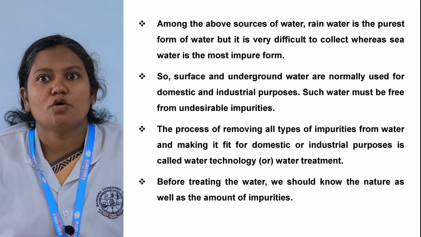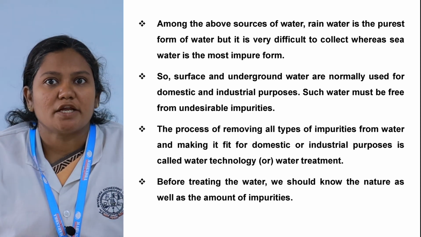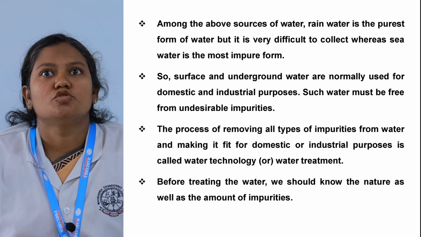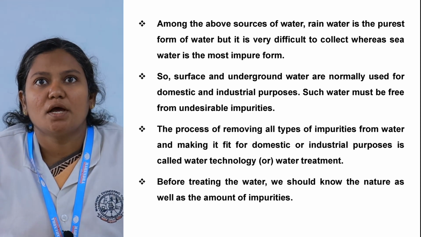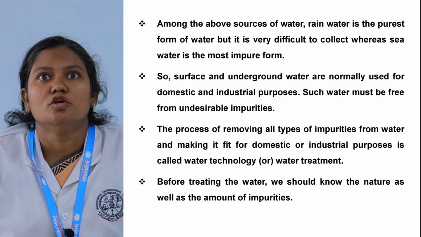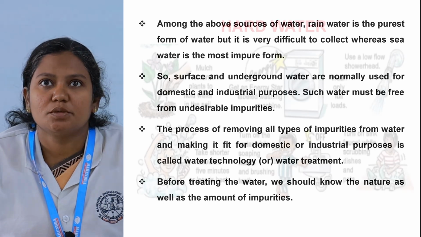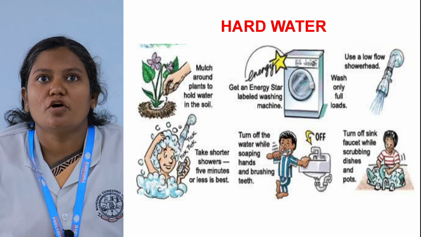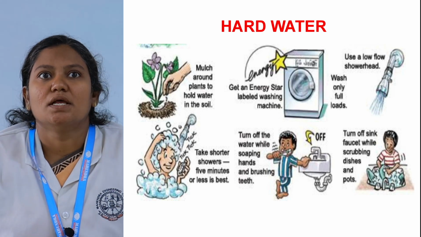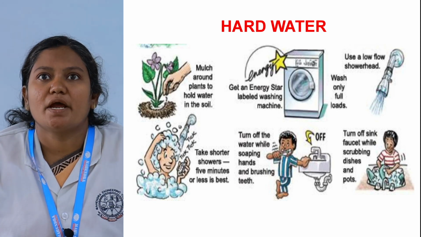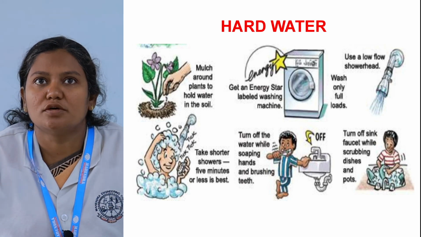Before treating the water, we should know some natural and artificial impurities present in water. Before moving to the conditioning method, we must know what hard water is and what soft water is. Hard water is used especially for domestic purposes, such as planting trees, washing and bathing. It contains calcium and magnesium salts, which are the hardness causing ions.